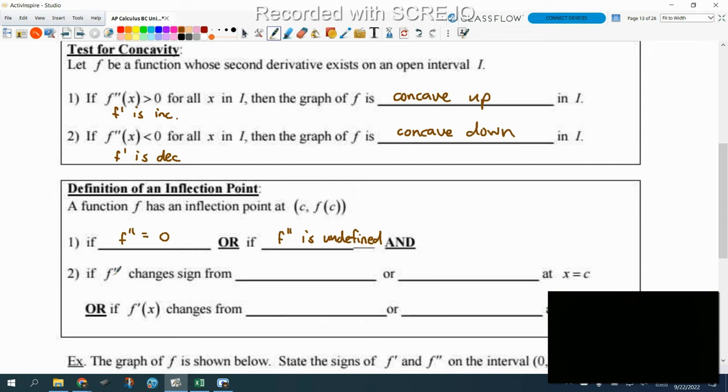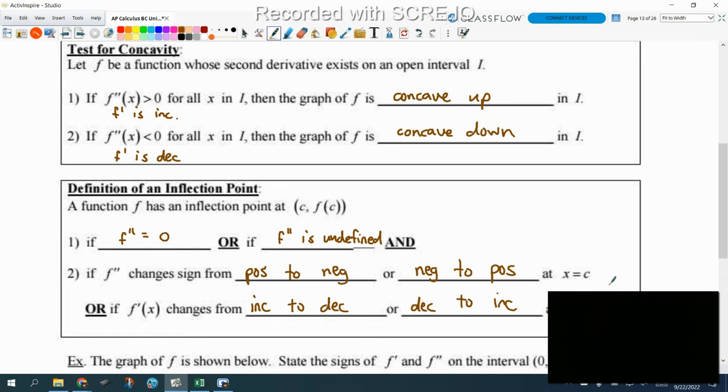F double prime changes sign from positive to negative, or negative to positive at x equals c. Or if you can't identify f double prime, maybe you'll be able to identify f prime. So f prime would be changing from increasing to decreasing, or from decreasing to increasing.